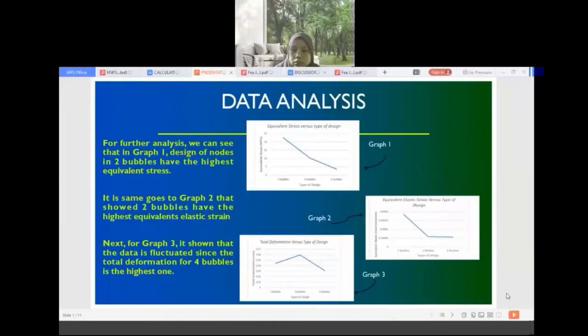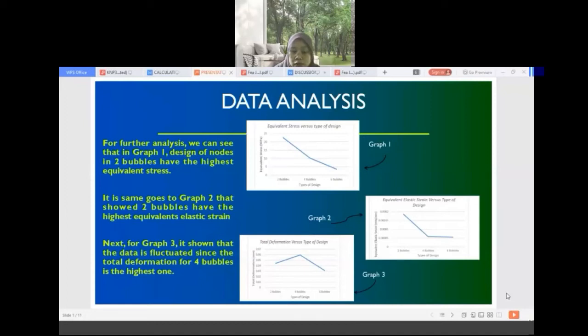Alright, thank you. So for further analysis, you can see that in graph 1, the design of nodes in two bubbles has the highest equivalent stress, which means it has the highest allowable stress to withstand the load. The same goes for graph 2, which shows two bubbles have the highest equivalent elastic strength, which means it has the highest maximum deformation.